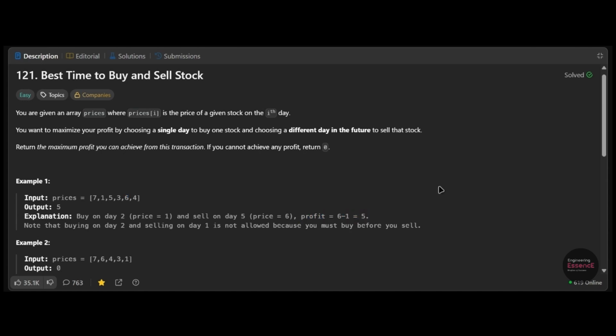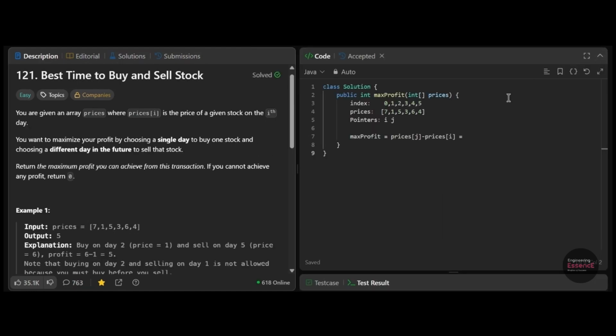Okay, so guys, the approach we are going to use to solve this problem is the two pointer approach. Here I have mentioned some information so that it can be easy to understand the problem. I have mentioned the indexes for the prices. The example I've taken is the first example present in the question.